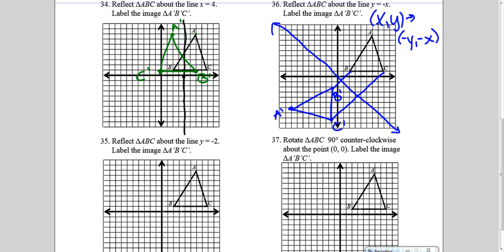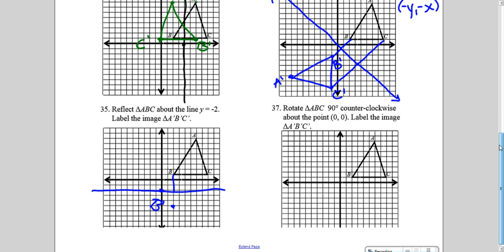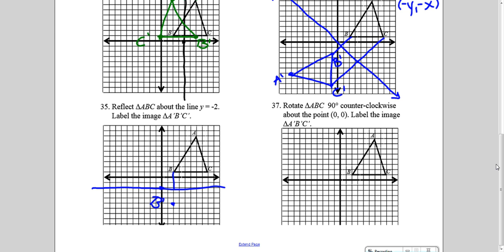All right, another reflection, about the line y equals negative 2. This one is horizontal through negative 2. So B is 3 units away, so I need to go 3 below. C is 3 above, so C needs to be 3 below. A is 10 below, or 10 above. Here's A prime at 10 below.